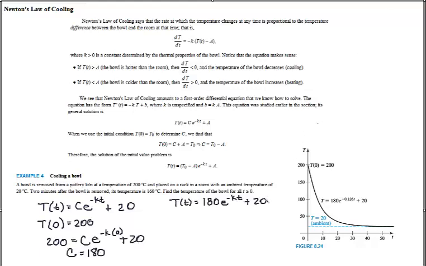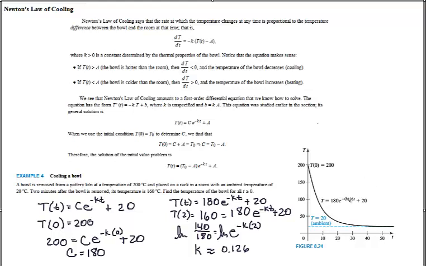Okay, so I have my C value now, and now my equation looks like this. I still need to know K. I have one more point. They told me that T of 2 is 160. I can find the K by using just some regular old algebra, and I'll get that K value. So using my algebra, I get K is 0.126. Drag that out quite a bit, sometimes even more so than the 3 decimal places. Just be sure you look at what they're telling you.